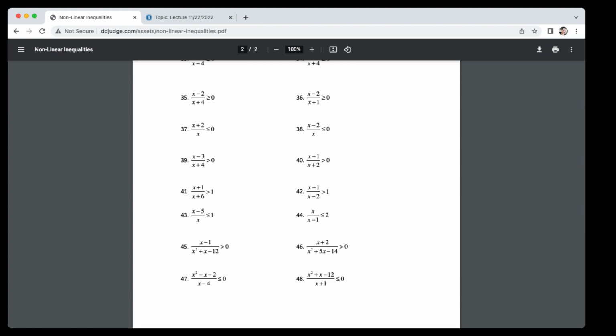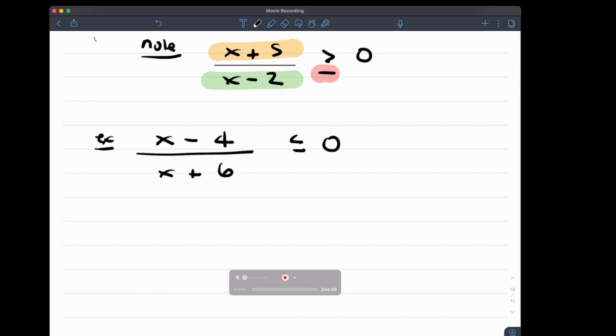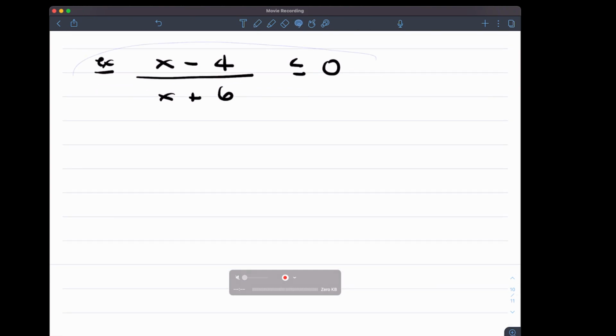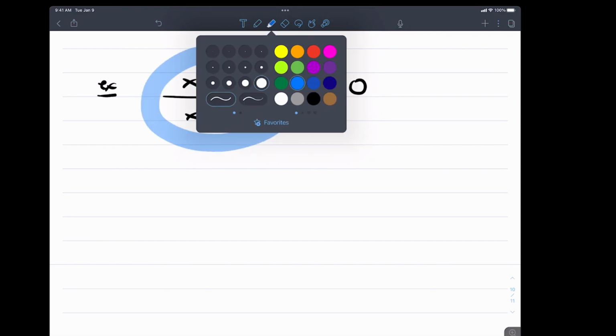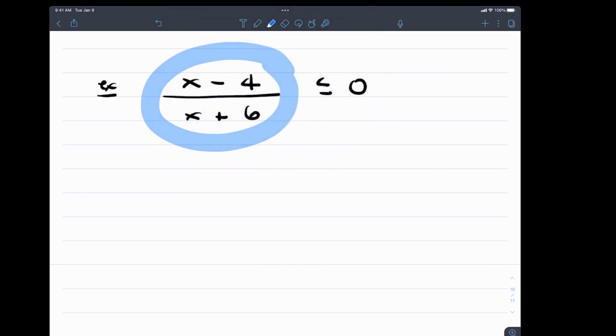All right, let's do something like this. How about they give you x minus 4 over x plus 6 less than or equal to 0. Okay, this is very similar. What are they really saying again? You got a fraction here, is that right? Quotient. But they want to know where it's less than or equal to 0. What does less than 0 mean? Negative. They want to know where the fraction's negative or equal to 0.